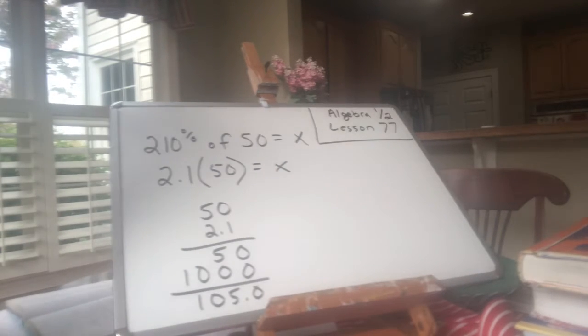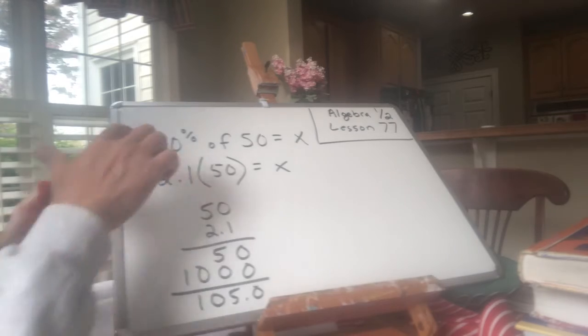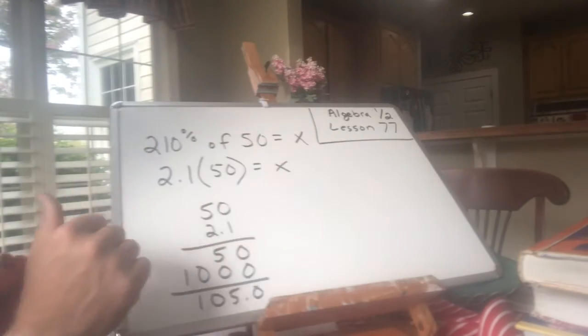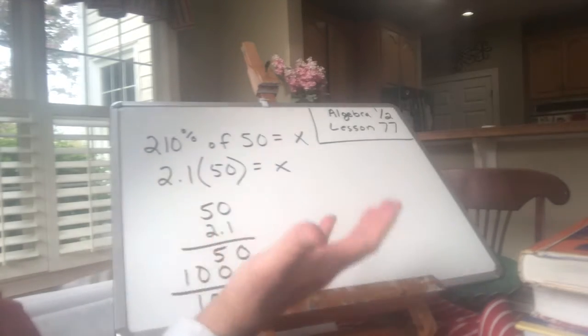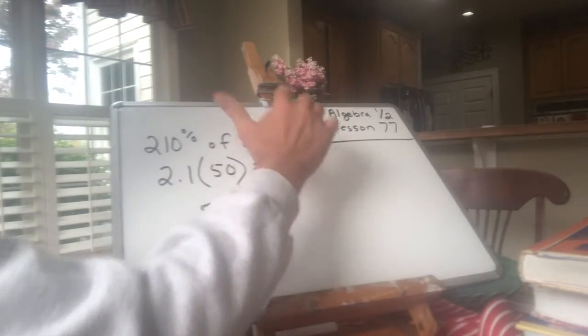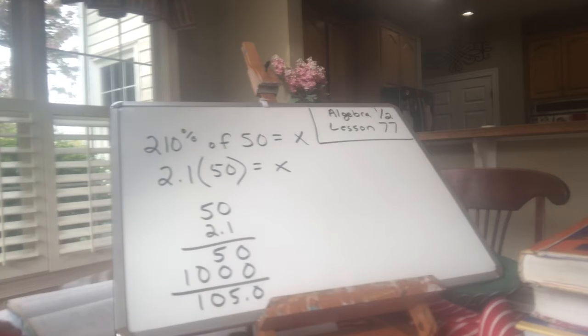Okay, starting off with the first example that they're giving us. They ask us, what is 210% of 50? The question says 210% of 50 is what number? So I put what number is x, right? Because that's the unknown, okay?